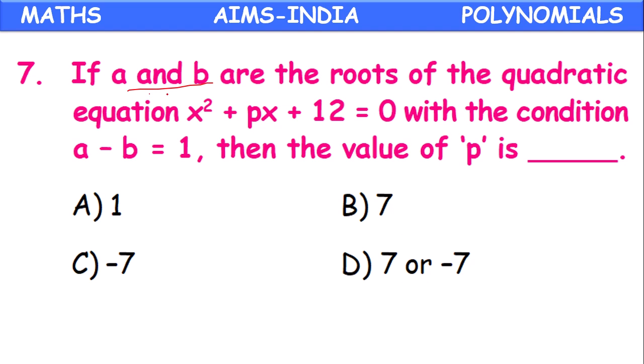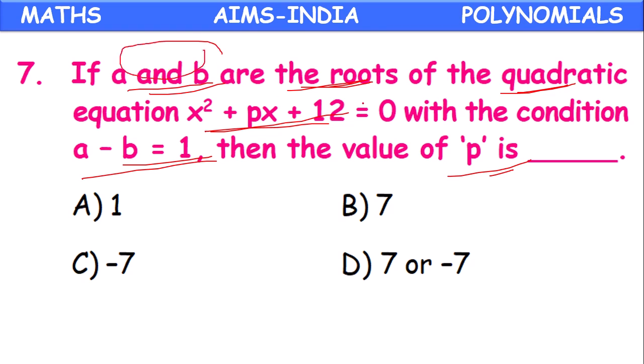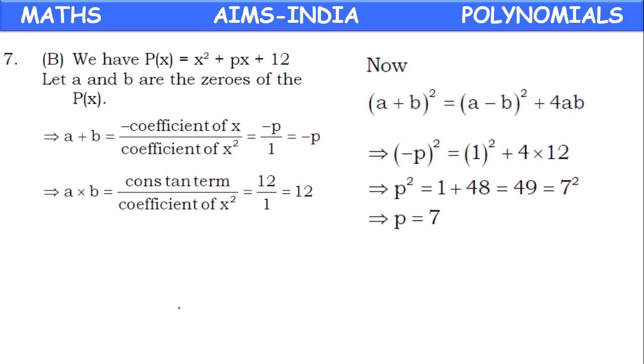Next one. If A and B are the roots of the quadratic equation with the condition A minus B equals 1, then what is the value of P? They have given A, B are the roots of the equation, and one condition, A minus B equals 1. Then what is the value of P? So let's assume the given expression as P of x. Let A, B be the zeros of P of x.